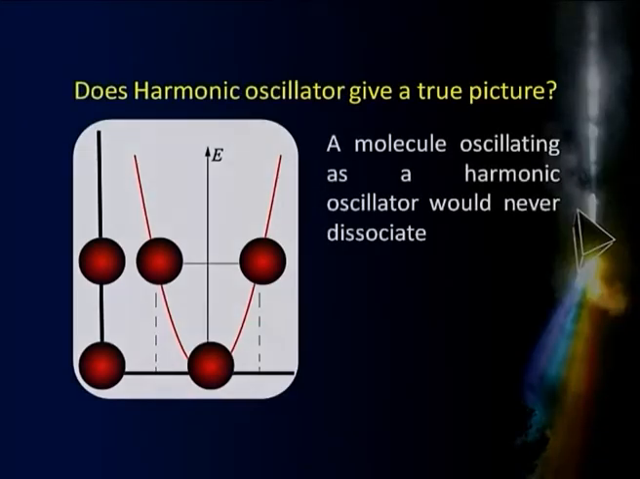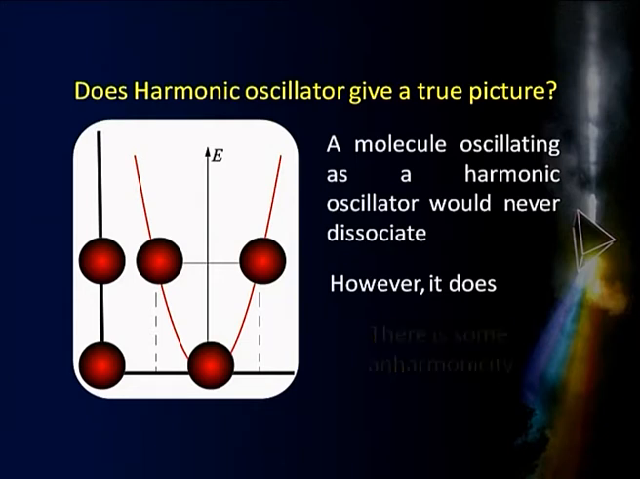That means, in principle, if the molecule is vibrating the way a harmonic oscillator does, then the molecule will never dissociate. But we know that molecules do dissociate. That means there is some kind of anharmonicity there. That means this model which we have considered is inadequate. We need to make some amends to this, and that can be incorporated.